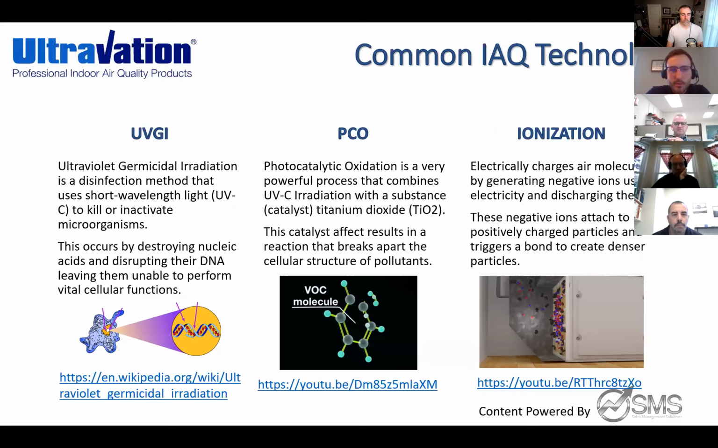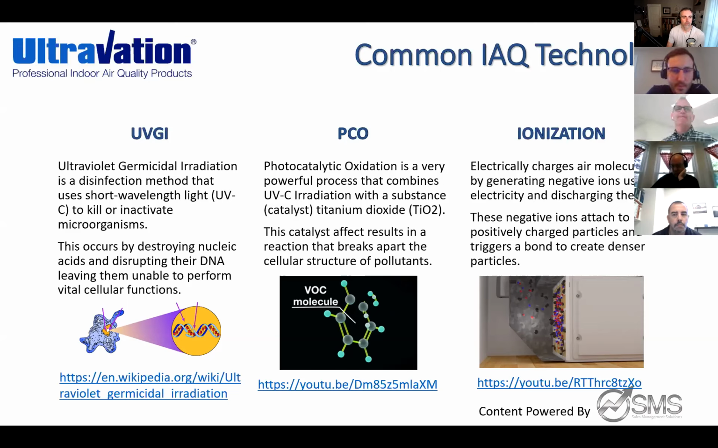So we wanted to define UVGI to start off with, and that is ultraviolet germicidal irradiation. It is a disinfection method that uses short wavelength light, UVC, to kill or inactivate microorganisms. This occurs by destroying nucleic acids and disrupting their DNA, leaving them unable to perform vital cellular functions. So basically UVGI is the technology that is happening when you're using a UVC lamp.